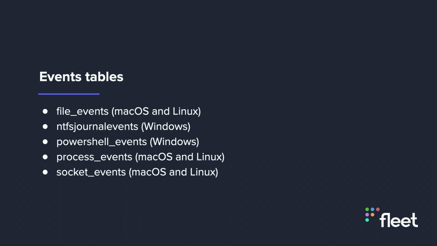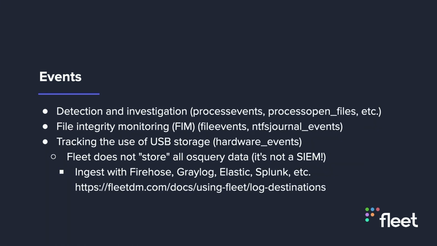Other tables that are handy here that I like to point out are events tables. So there's file events for macOS and Linux, NTFS journal events for Windows, PowerShell events also for Windows, process events for macOS and Linux, and socket events for macOS and Linux. So this is really helpful for threat detection and figuring out what's going on with the machine. So, which I have on the next slide here.